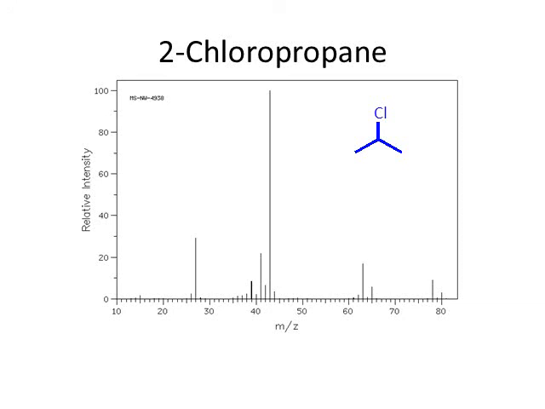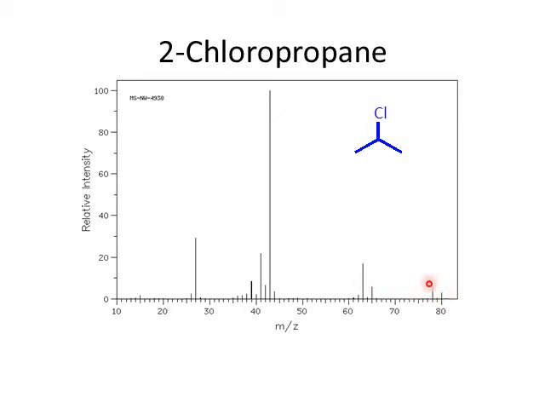C3H7Cl, if we have all carbon 12s and chlorine 35, has a mass of 78. And that's this signal here. But if we've got chlorine 37, we get an M plus 2 peak. That's at 80. That's this signal here. And notice these have roughly a 3-to-1 ratio.